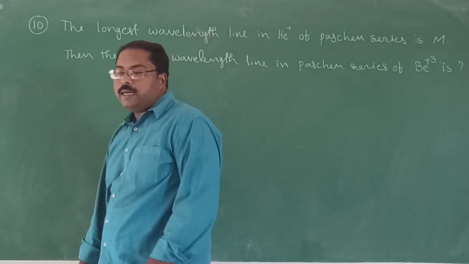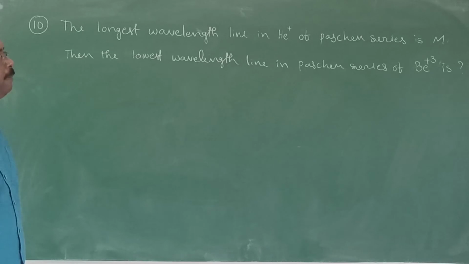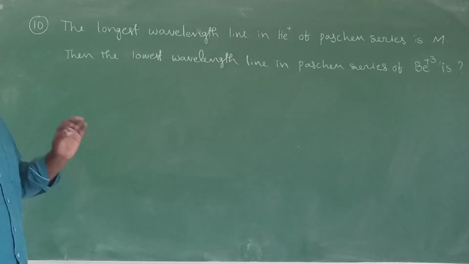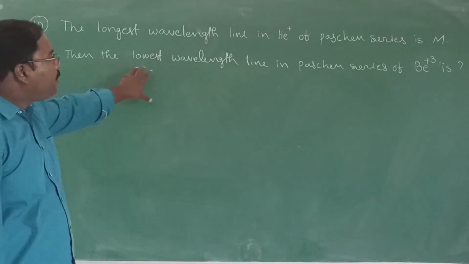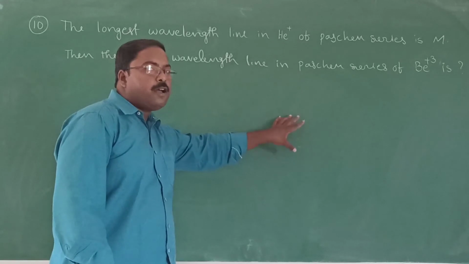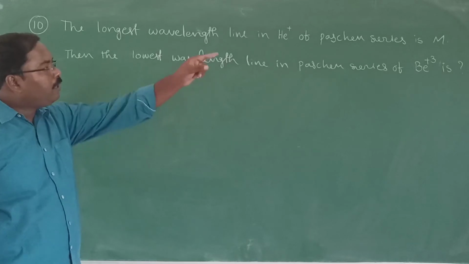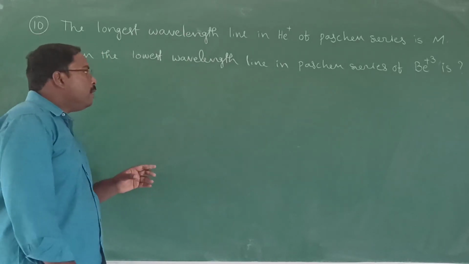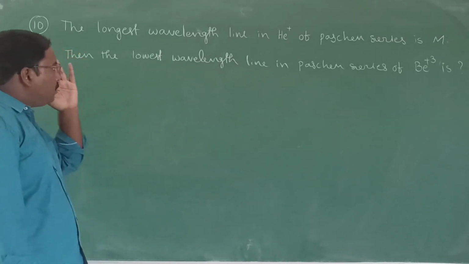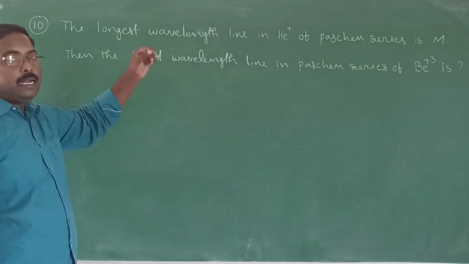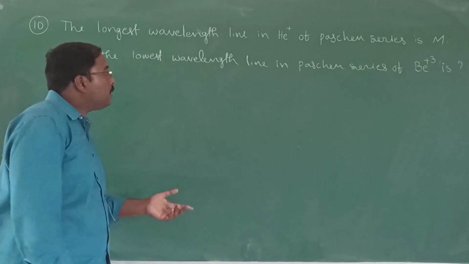Okay, so let's look at the question. The longest wavelength line in helium plus of Paschen series is given as M. Now the question is, the lowest wavelength line in Paschen series of beryllium plus 3 is how much? The options are given in terms of M. This is also a previously asked question in the national examination. Direct model questions we already discussed in yesterday's class, so let us discuss some typical questions, different model questions.